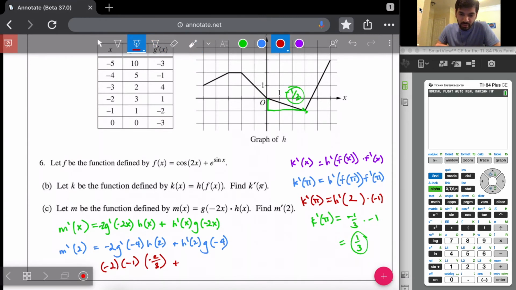Now I have plus h prime of 2. H prime of 2 is negative 1/3, the slope there, which we talked about earlier. So negative 1/3 goes right there. And then I have g of negative 4. G of negative 4 is 5. Okay, make sure I put the equal sign up here so I connect all my work. Now I just compute all of this together, and this should be equal to negative 3 when you simplify it all down.